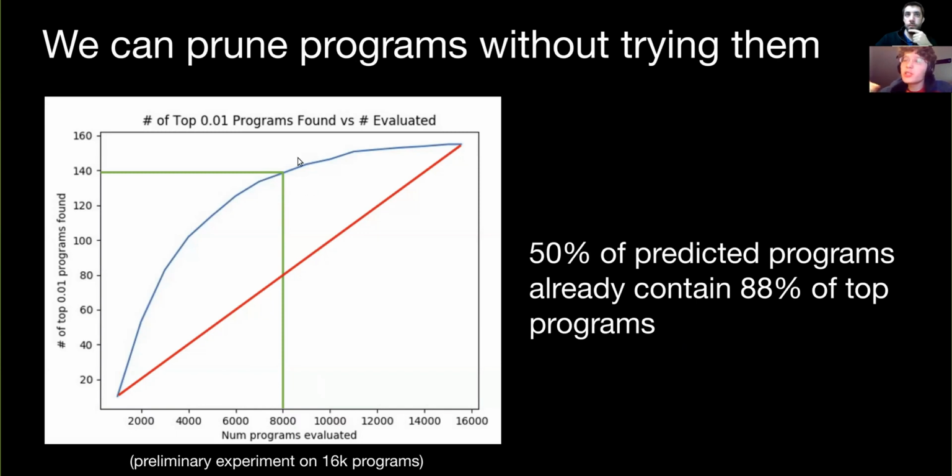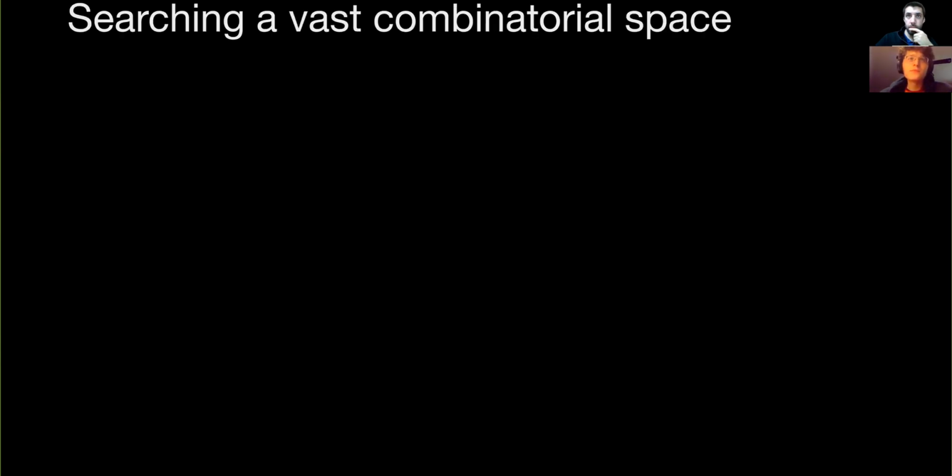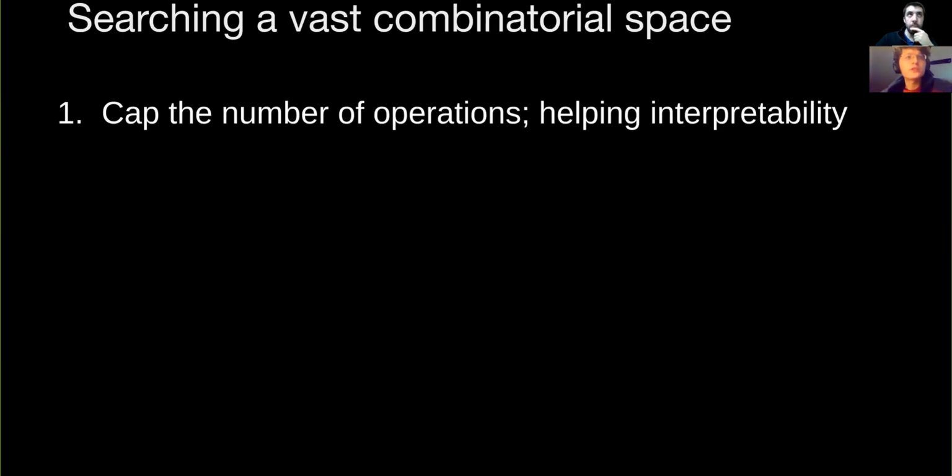This result was on a preliminary experiment only of 16,000 programs, but on our larger experiment, we still only evaluated 50% of the programs overall, which was immediately a 2-time speed up. So to summarize, the techniques that we use to speed up this combinatorial search: first, we just capped the number of operations per program to at most 7. This gave us those 52,000 programs overall.